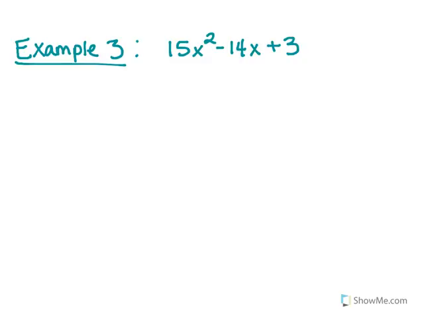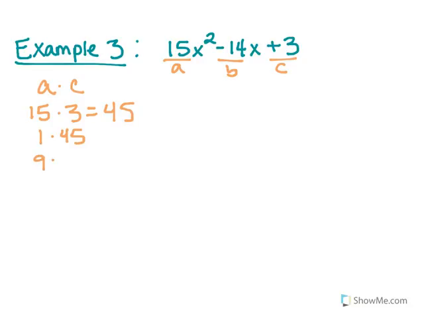Alright, so here's our third example. So we're going to run through this pretty quickly since at this point in time we know what our process needs to be. So I have to do A times C. Remember that this is A, this is B, this is C. So we're going to do 15 times 3 here, which is going to give me 45. So I'm going to have 15 times 3. I also have 1 times 45, and I have 9 times 5, and I'm trying to think of anything else I might have here. I think that's it.